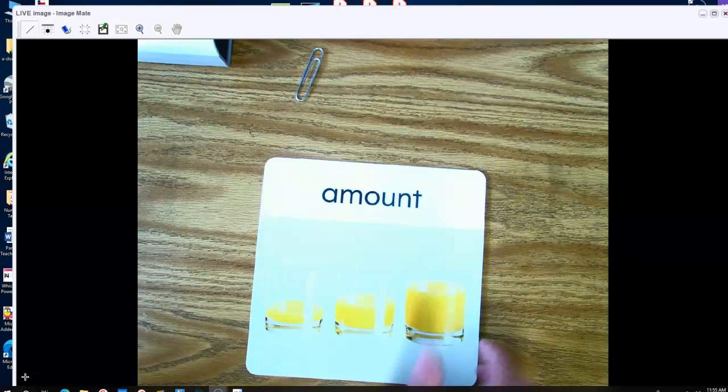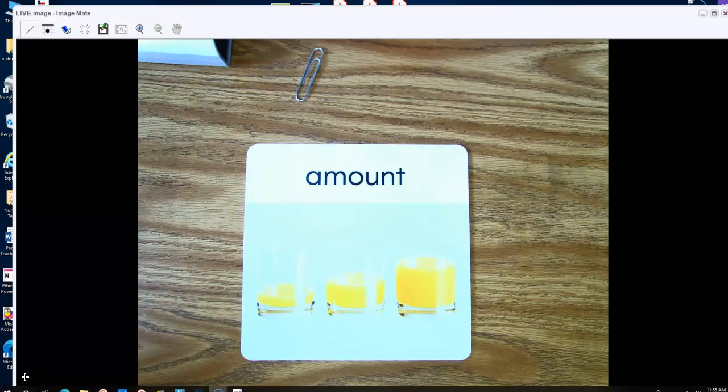We have amount. Amount means how much. So each of these glasses have different amounts of orange juice in their cups.